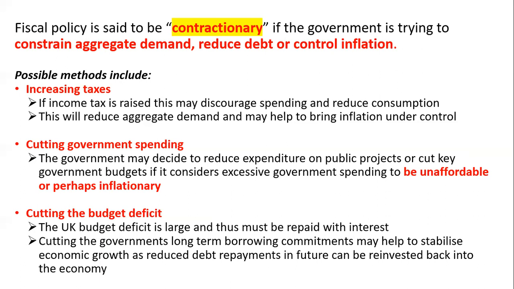areas. Cutting the government's long-term borrowing commitments may help to stabilize economic growth, as reduced debt repayments in future can be reinvested back into the economy. There will come a time when the government does pay off its deficit, and when it does, that means they no longer have to set aside money every year to pay back previous debt, but that money then becomes freely available for them to increase funding across all other areas of the economy.